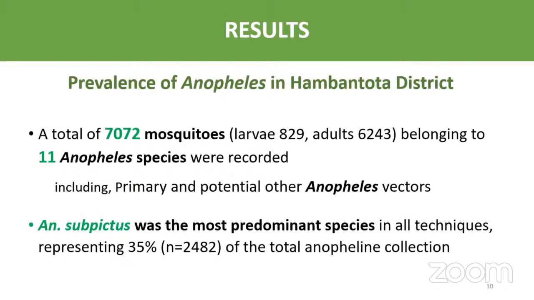Moving to the results section, prevalence of Anopheles in the Hambantota district. A total of 7,072 mosquitoes, comprising 829 larvae and 6,243 adults belonging to 11 Anopheles species, were recorded from both Hambantota and Lunugamvehera MOH areas. These included the primary vector and other potential vectors. Anopheles subpictus was the most predominant species in all techniques, representing 35% of the total Anopheline collection.